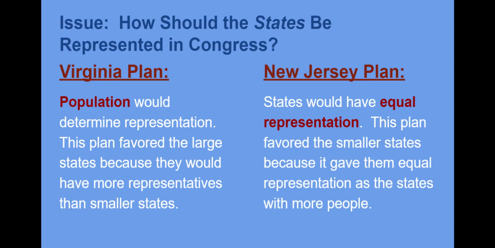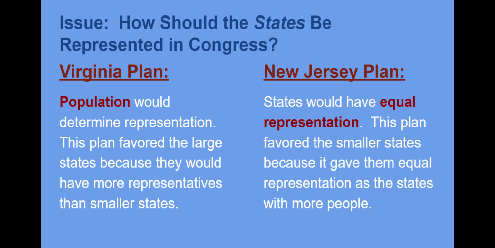One of the main issues at the Constitutional Convention was how states would be represented in Congress. Each state wanted as much representation as possible because the representatives give each state power in decision making. The large states wanted population to determine the number of representatives. This would favor bigger states and give them more representatives. This was known as the Virginia Plan.